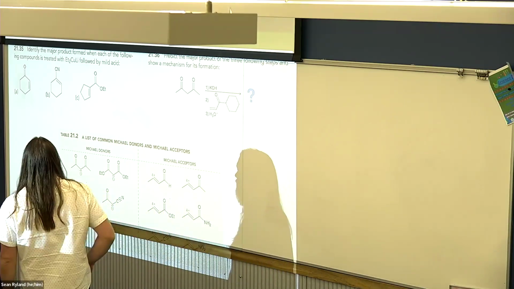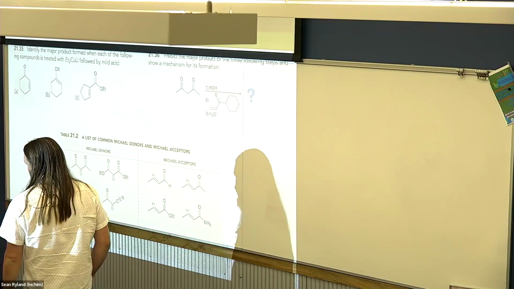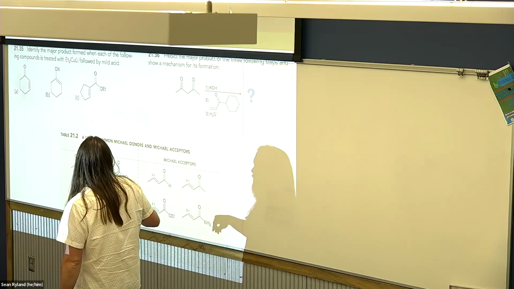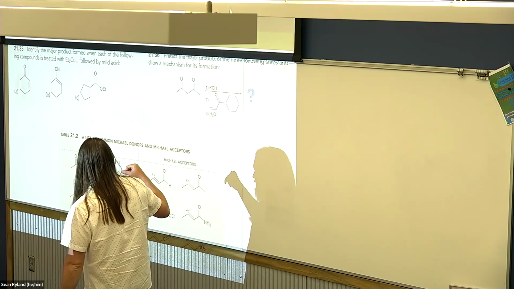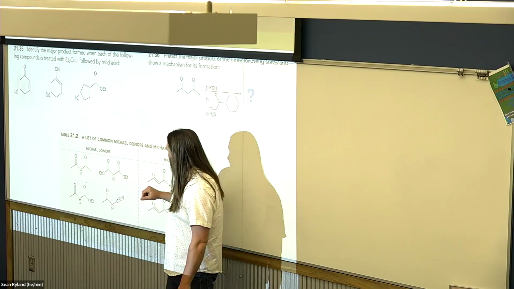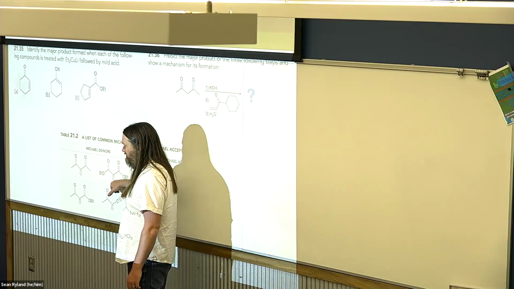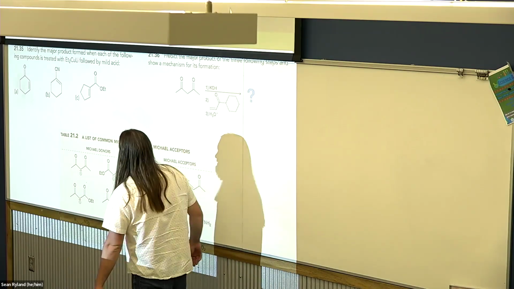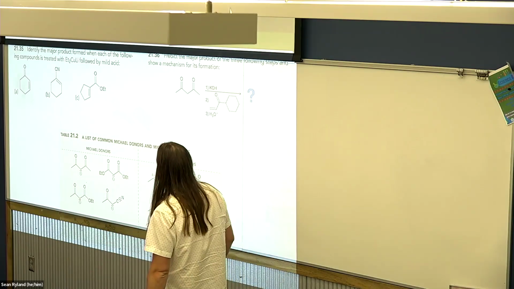We did both of these before, but I just wanted to use this as a recap: what a Michael donor and a Michael acceptor are. We're talking about this from the point of view of electrons. So a Michael donor is going to be a nucleophile, so it's going to be a doubly stabilized enolate.